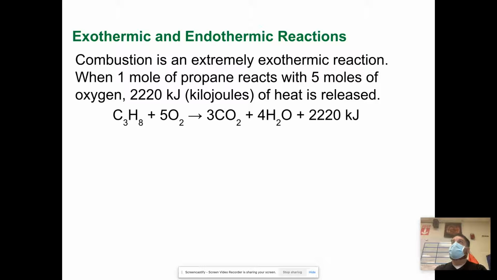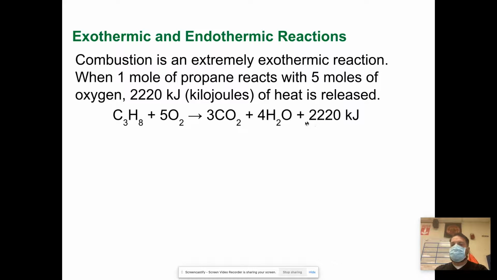Actually, you have to be careful. Energy can't be created or destroyed. But a spark is all it takes to get the fire going. Okay? Then the heat energy that's released is absorbed by other molecules. It just starts kind of a chain reaction. So combustion is an extremely exothermic reaction. 1 mole of propane reacts with 5 moles of oxygen, and 2,220 kilojoules of heat is released.